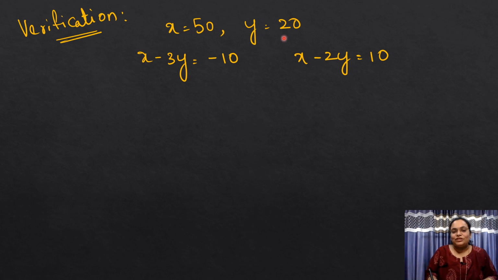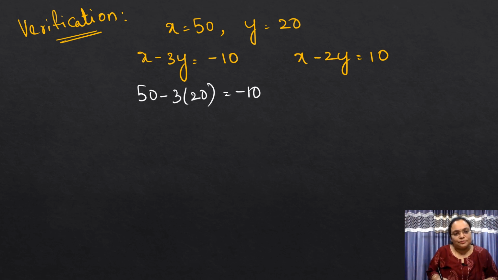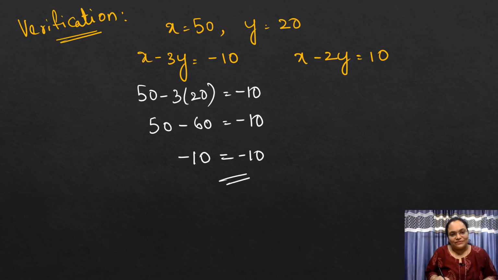We need to substitute these two values in these two equations and see if it's satisfying the equation on both the sides. Now let us substitute. 50 minus 3 of 20 is equal to minus 10. 50 minus 60 is minus 10. Minus 10 is equal to minus 10. It satisfies. Let us do for the next one.